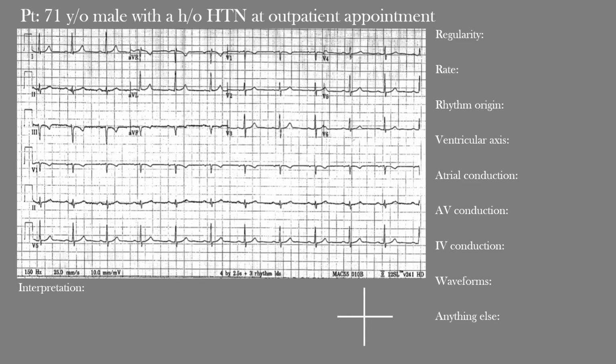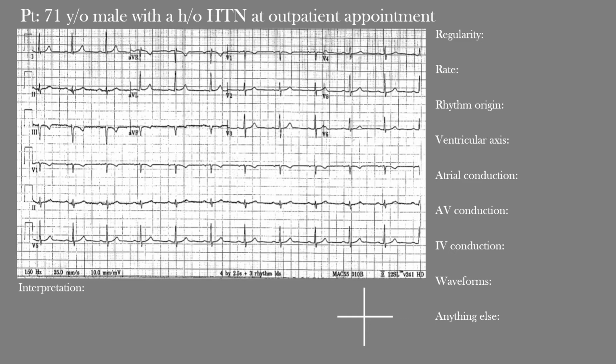Then we'll look at the waveforms, which would include all the waves, the segments, and intervals. And lastly, anything else, meaning is there anything else we have missed or still need to mention here? After that, we'll use all this information that we've gathered to make a final interpretation of the EKG. Now I want you to pause the video and take a few minutes to go through it yourself. When you're ready, start the video and we'll go through it together.